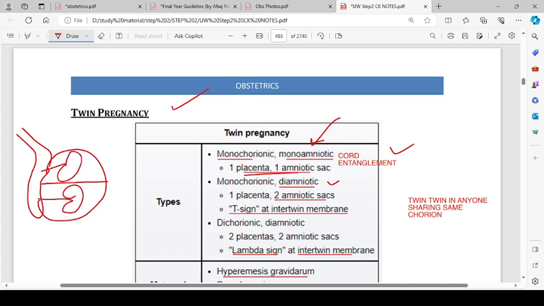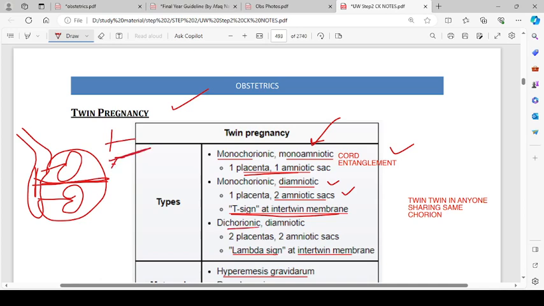So this is monochorionic diamniotic twin, one placenta with two amniotic sacs, and there is a T sign at the intertwin membrane, or you may say lambda sign, when we do the ultrasonography. So this is the placenta and this is the intertwin septum which is thickened, so that makes a configuration of a T, or you may say something looks like a lambda.